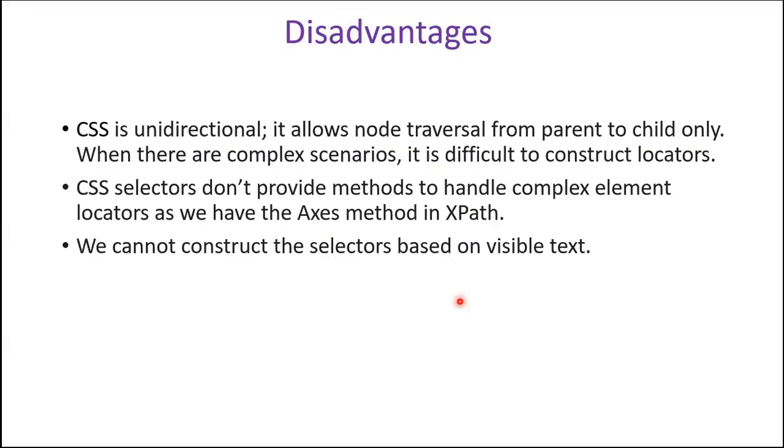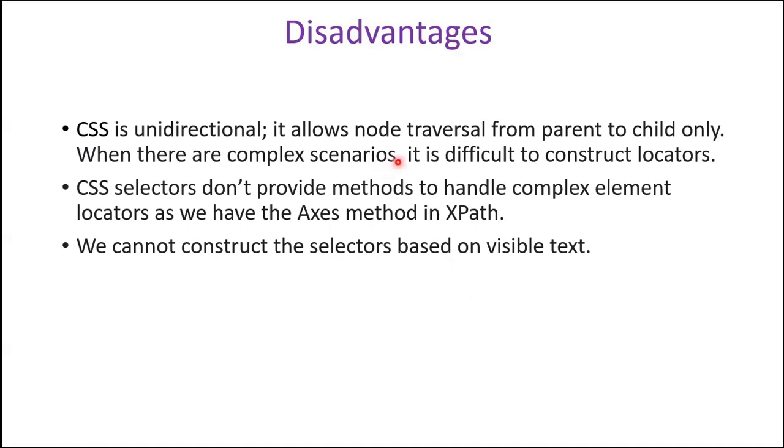Disadvantage: CSS is unidirectional. It allows node traversal from the parent to the child only. So in the CSS selector we can traverse from parent to child. We cannot go back from child to parent like we were doing in XPath. So this is one disadvantage.